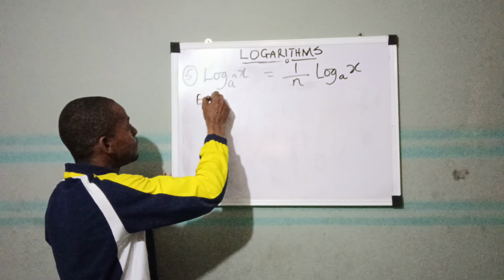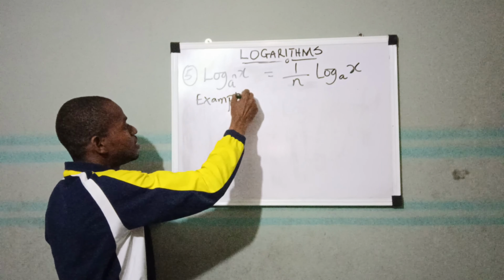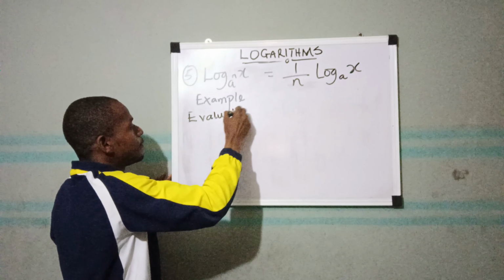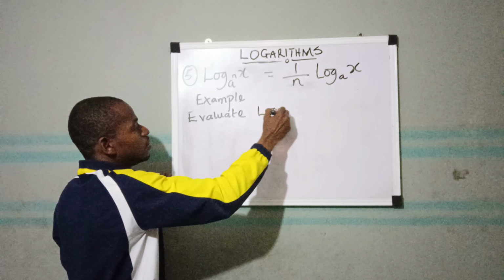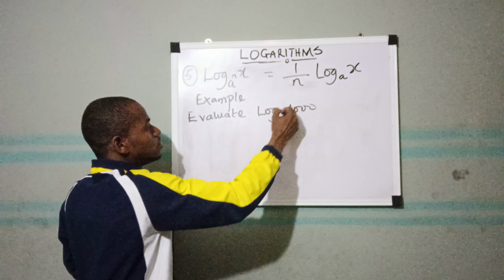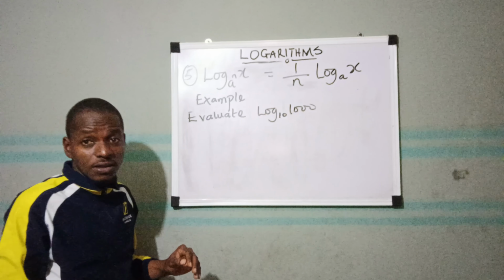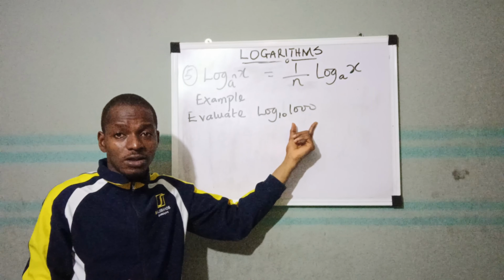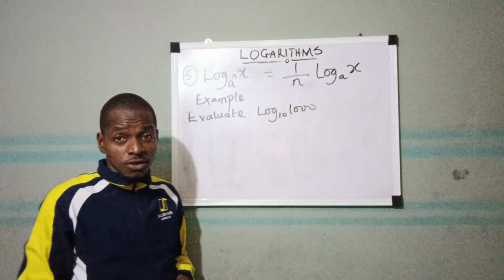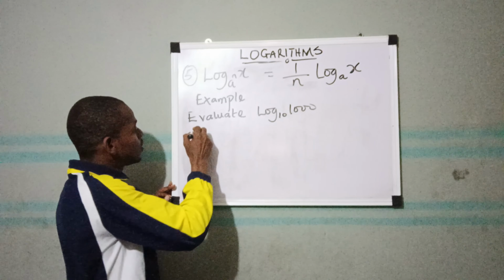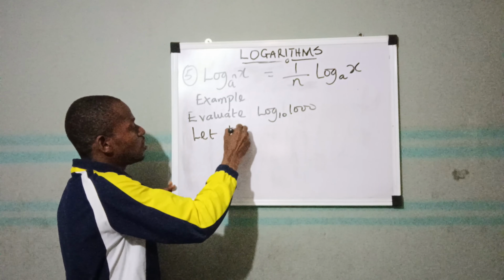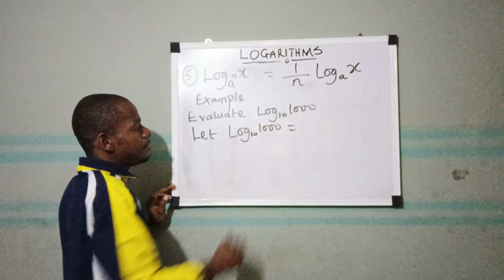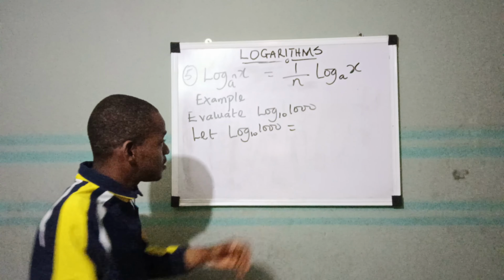Example 1: evaluate log 1000 base 10. Evaluate the logarithm of 1000 to base 10. So straight up, we say let log 1000 base 10 be equal to x.